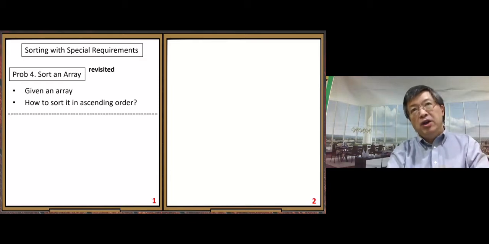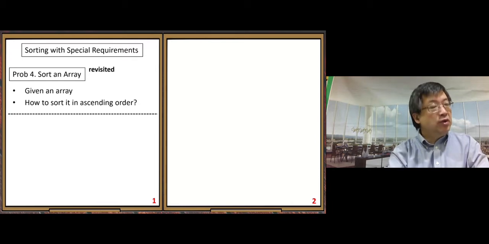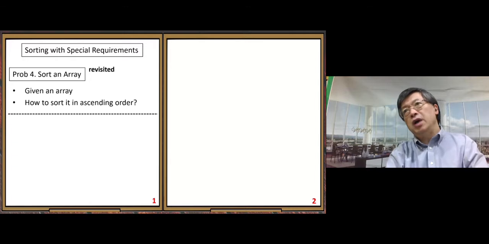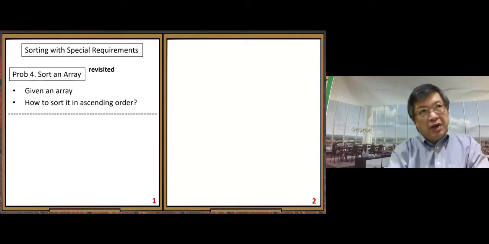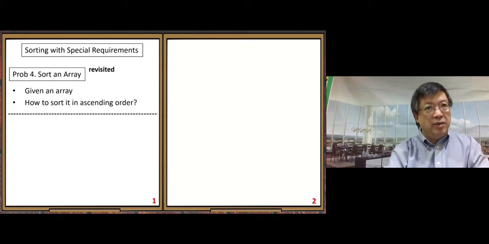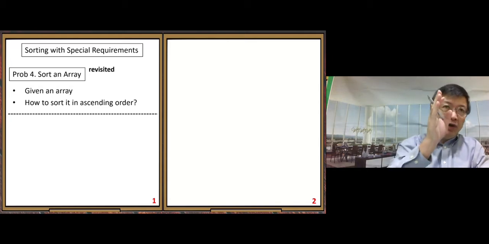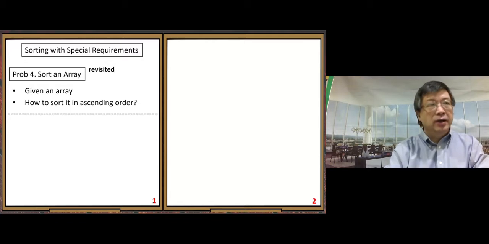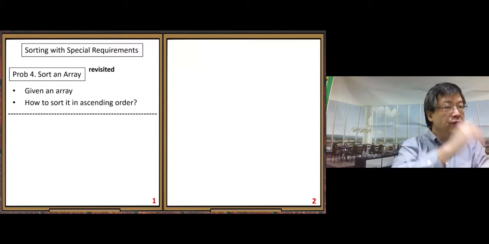Think about real world situations. Sometimes when you determine which sorting algorithm you should use, you need to make your decision based on your business requirements. So here, let's look at some special business requirements in our decision making for a special sorting algorithm.